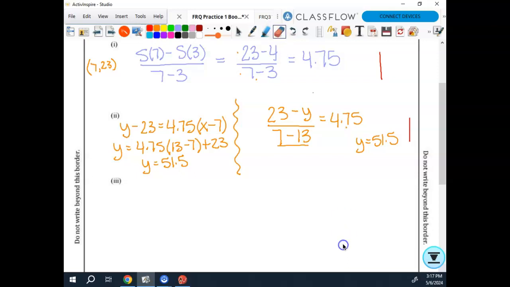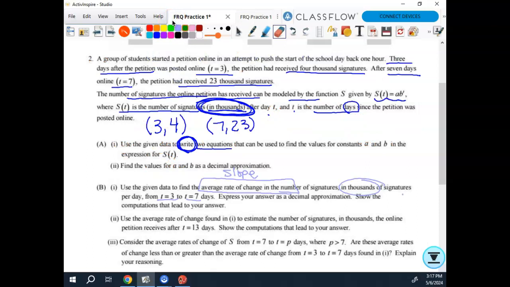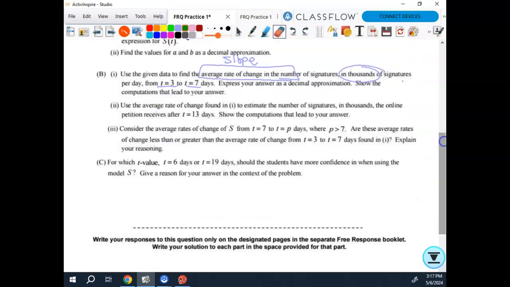Now, the Roman numeral, the little 3 part here. It says, consider the average rates of change of S from t equals 7 to t equals p days, where p is greater than 7. So we're considering from t equals 7 to t equals p, meaning bigger than what we have here, where p is greater than 7. Are these average rates of change less than or greater than the average rate of change from t equals 3 to t equals 7? Explain your reasoning.